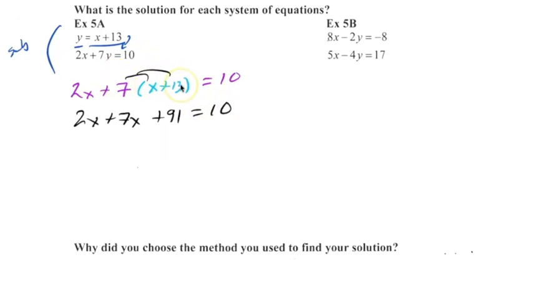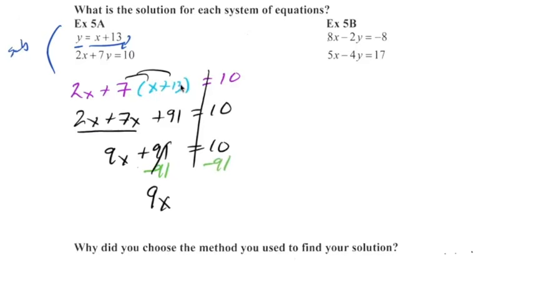And now, the next thing we do here is add up like terms if we can on the same side. I'm going to get 9x + 91 = 10. Then we're going to subtract 91 from both sides. We get 9x = -81. Divide by 9. And we get x = -9.